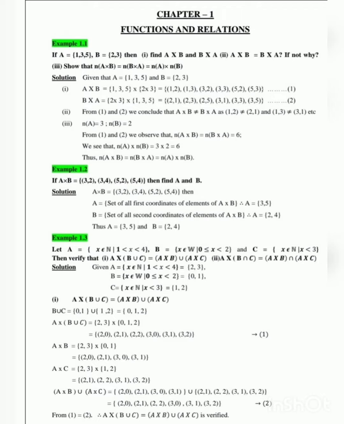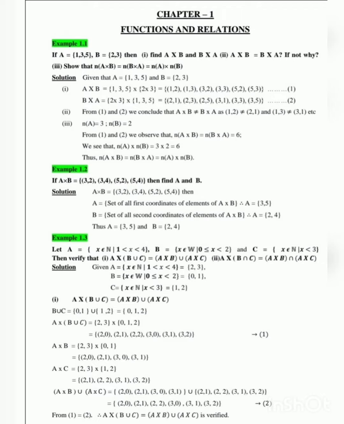To verify that A × (B ∪ C) is equal to (A × B) ∪ (A × C): B ∪ C is equal to {0, 1} union {1, 2}, so {0, 1, 2}. A × (B ∪ C) is equal to {2, 3} × {0, 1, 2}, that is (2, 0), (2, 1), (2, 2), (3, 0), (3, 1), (3, 2).